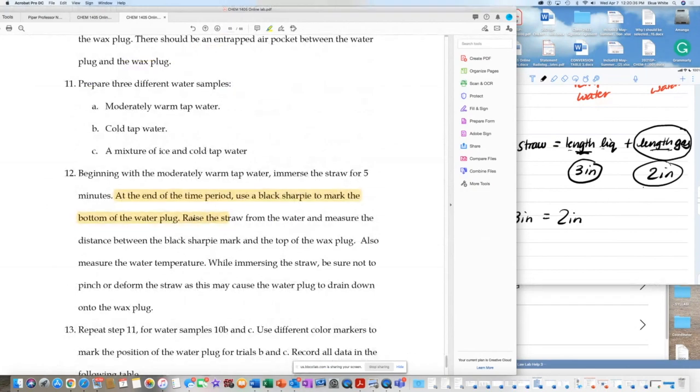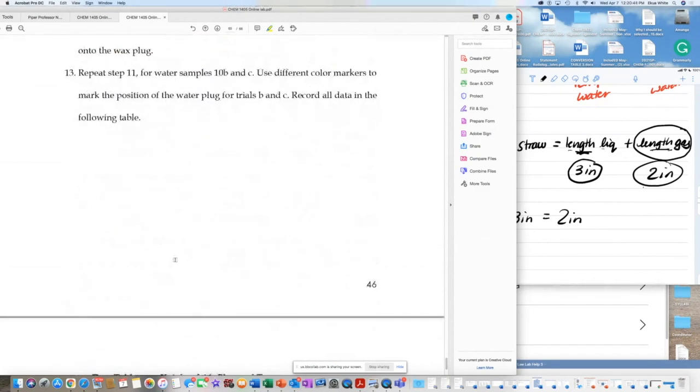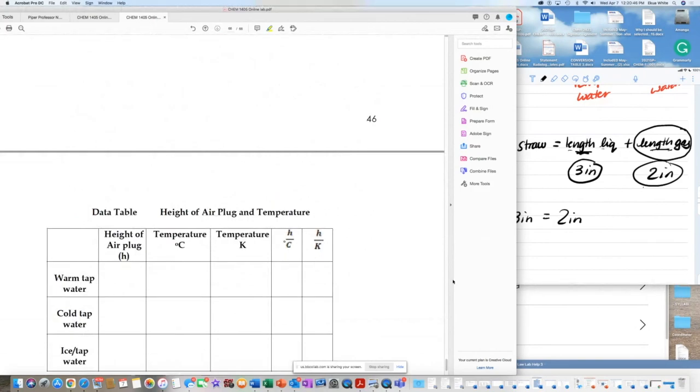So where was I? Raise the straw, measure the distance. We did that. Also measure the water temperature. You want to measure the water temperature. So here you take your thermometer, measure the water right when you're done, 5 minutes, the temperature of the water, and then you measure it in Celsius and write it down here. So let's say I have 2 inches and the temperature was warm, so let's say 35 degrees Celsius.